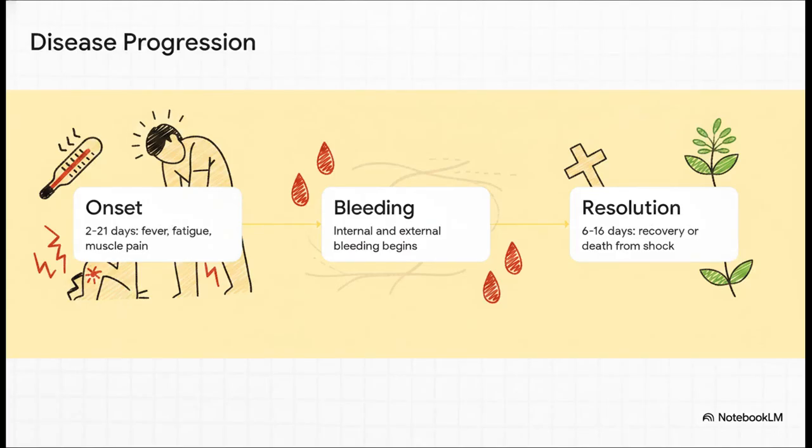Now, this disease follows a pretty grim step-by-step progression. It's basically a three-phase assault. First is the onset. Anywhere from 2 to 21 days after exposure, boom, it hits you like severe influenza. You get a high fever, intense fatigue, aching muscles. Then, usually about 5 to 7 days in, we hit phase 2. Internal and external bleeding starts because the body just loses its ability to clot blood. Finally, phase 3 is recovery or death, happening usually 6 to 16 days after those first symptoms pop up. And surviving this? Well, it heavily depends on how fast you can get supportive treatment going.